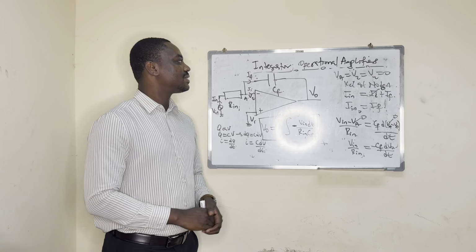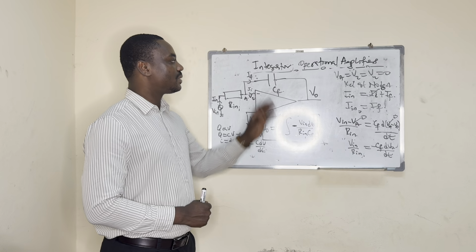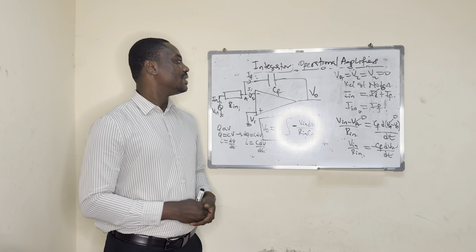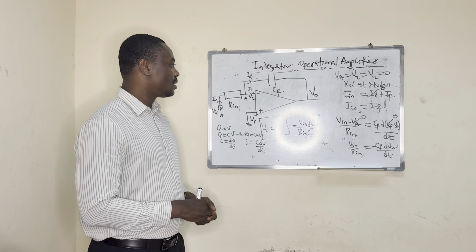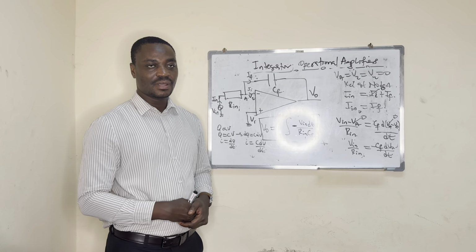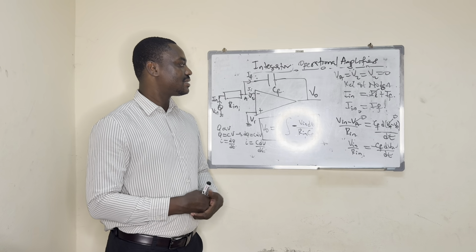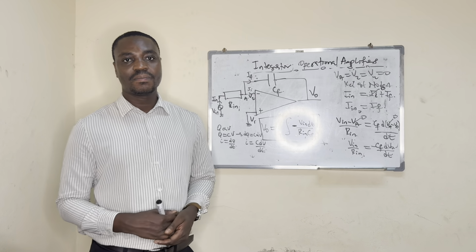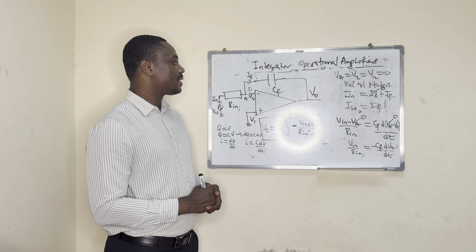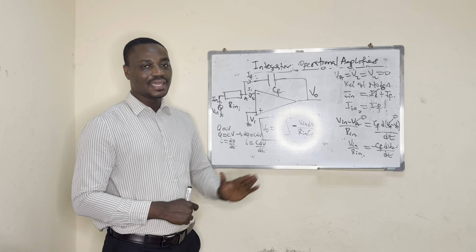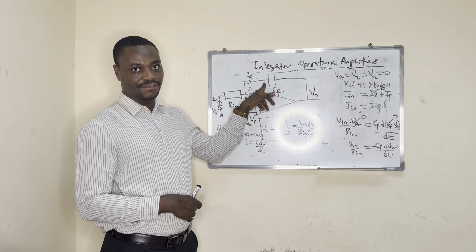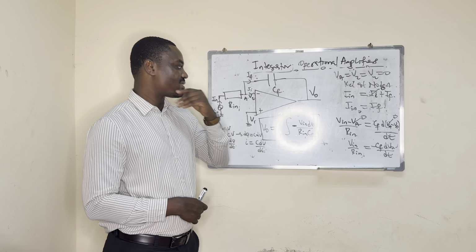We're talking about another kind of operational amplifier, which we refer to as an integrator or integrator operational amplifier. When it comes to this type of operational amplifier, it's designed as a result of modifying an inverting operational amplifier. If this were an inverting operational amplifier, we would have here RF, being the feedback resistor.